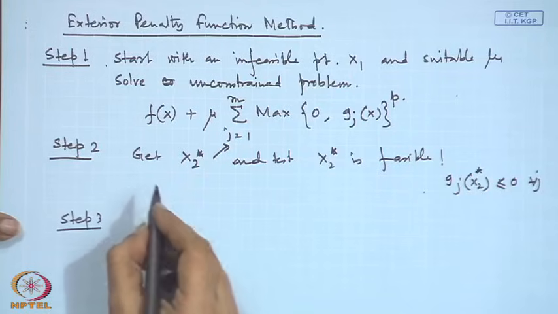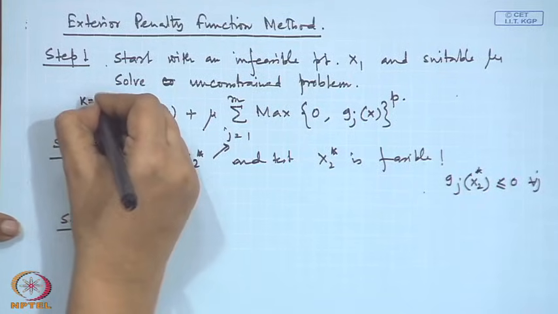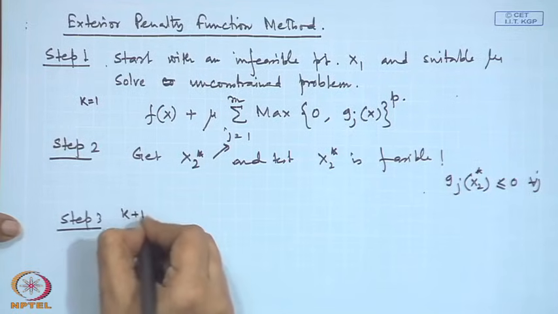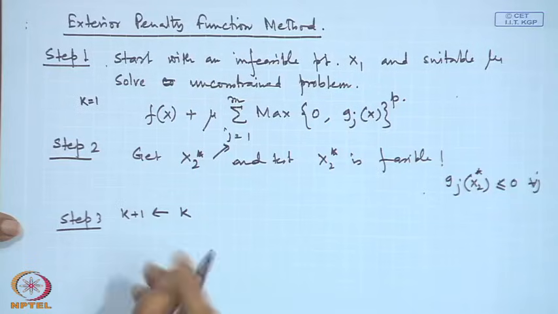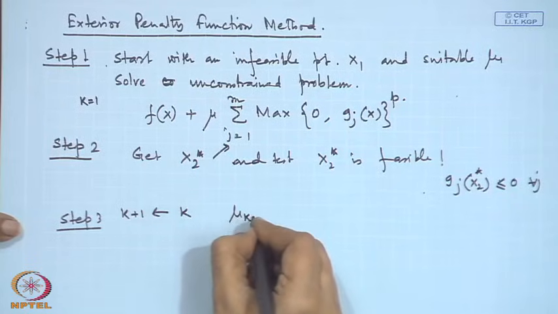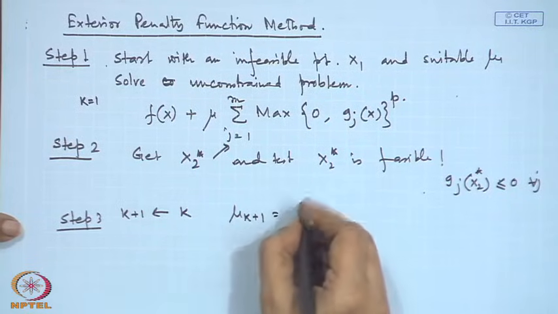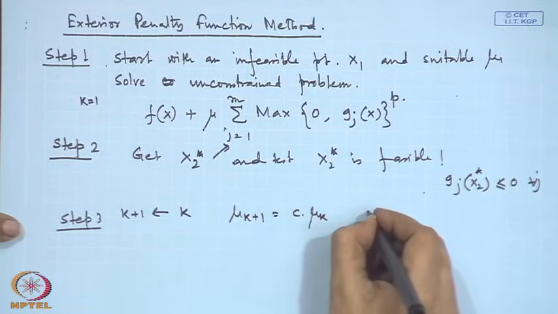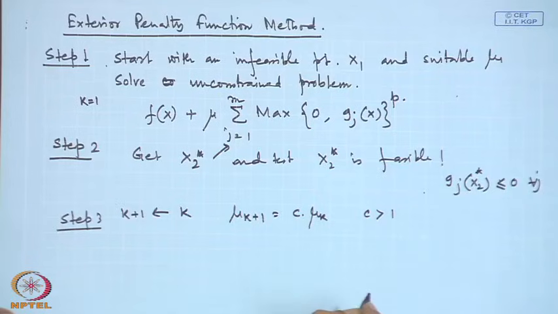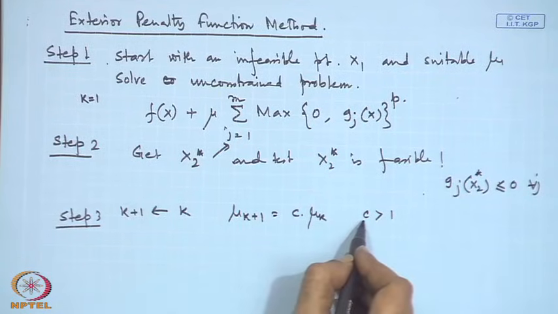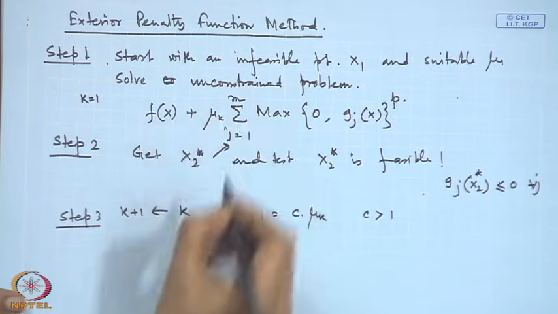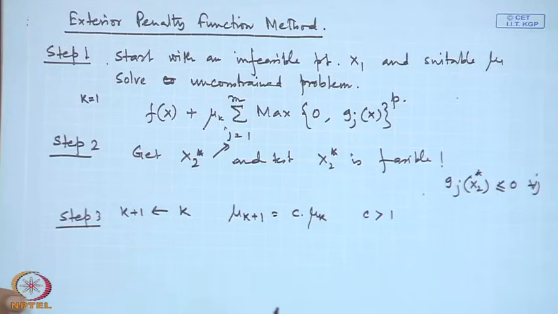How will we go to step 3? If I start with k equal to 1, iteration 1, then we will update k to k plus 1, and we will consider the next mu k plus 1 equal to c into mu k. Because we are approaching the high value, c must be greater than 1. As we have seen, for the interior method it was less than 1, but here it would be greater than 1. Then we will get another unconstrained problem, say with this mu k, and we will solve it.